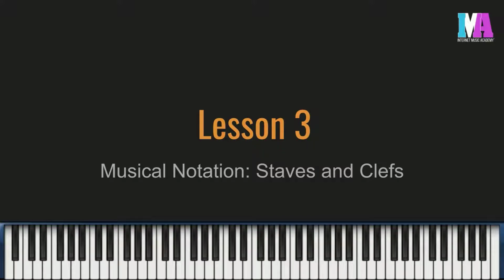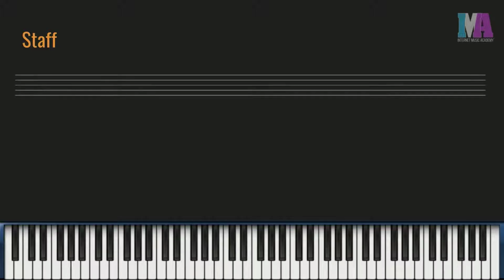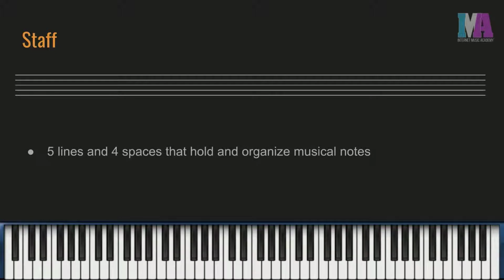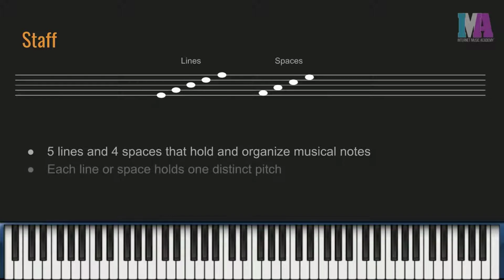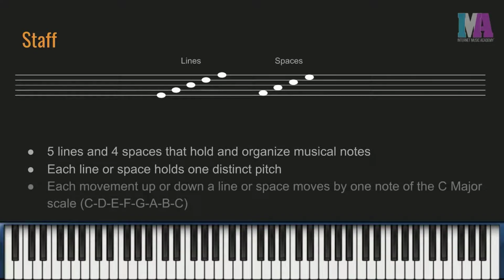Let's begin. This is called a staff. It is made up of 5 lines that hold and organize our musical notes. In between the 5 lines are what we call spaces. A note can be placed on top of a line or in one of these spaces, and each line or space holds one pitch. Each movement up one line or space increases the pitch by one note of the C scale. Each movement down a line or space decreases the pitch by one note of the same scale.